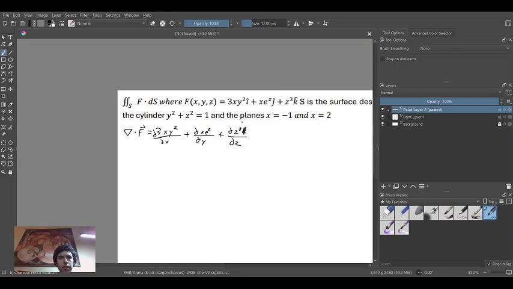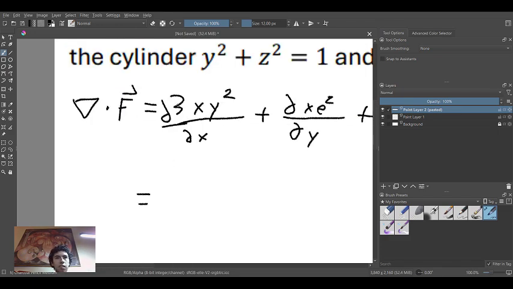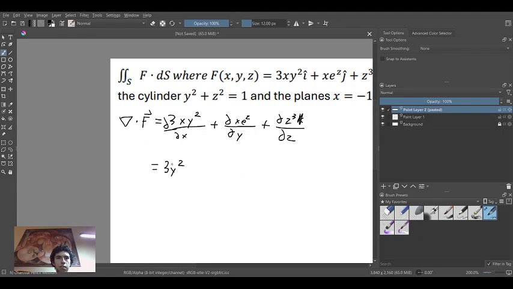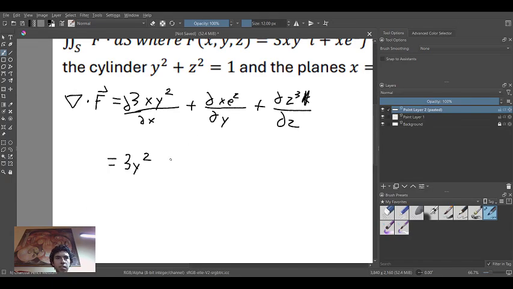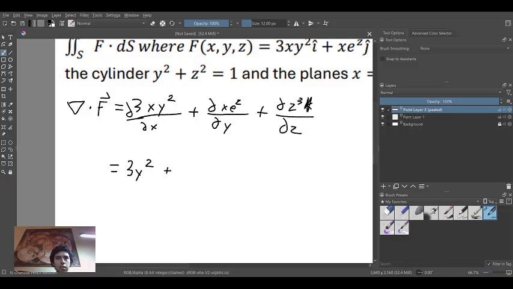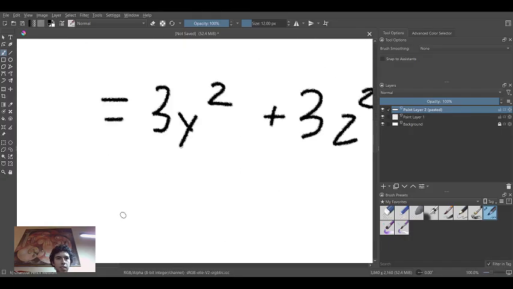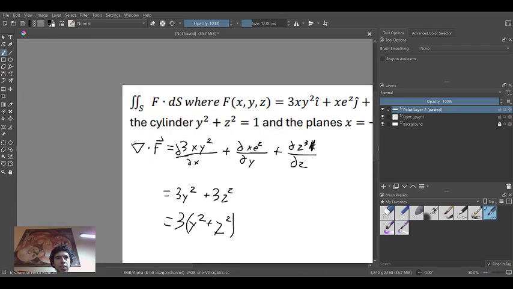Alright, so with that, what we're going to do is just solve it. This is going to be equal to 3y², and the second term is going to be equal to 0 because y is not in there, plus the derivative of z³, so 3z². And this is simplified to 3(y² + z²), in parentheses, of course. All right, so that's the divergence.